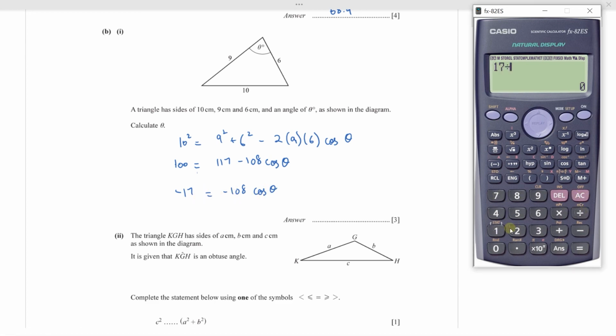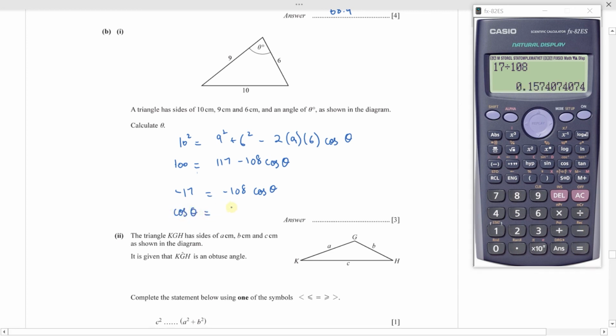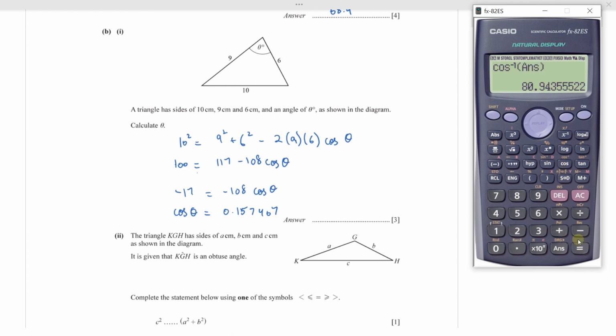So 17 divided by 108. I took 108 to the other side. So cos of theta will be 0.157407. Let's take the cos inverse of this, and this gives me 80.9435. So up to one decimal place, the value of theta will be 80.9 degrees. So your answer here is 80.9 degrees.